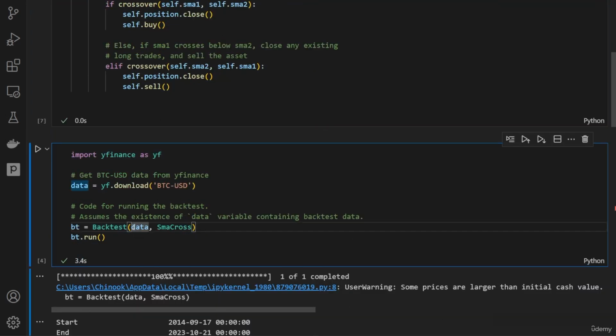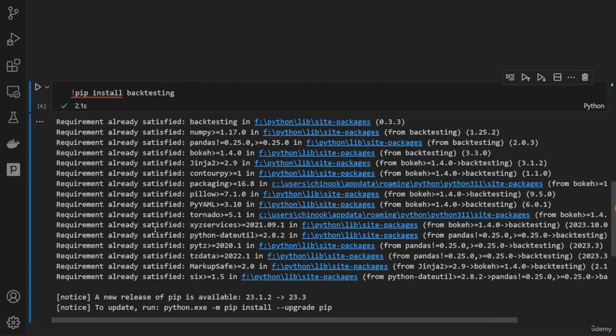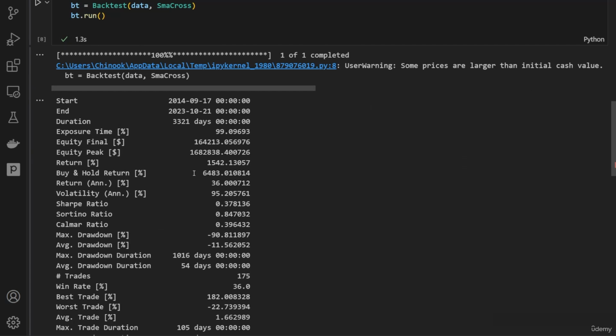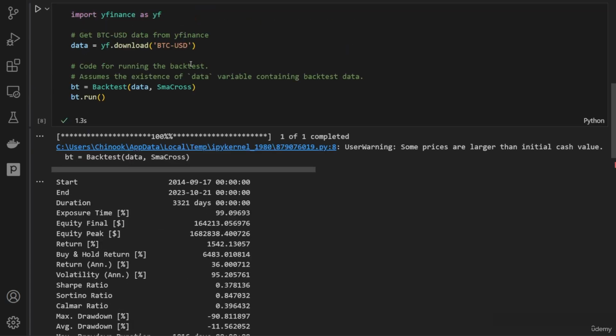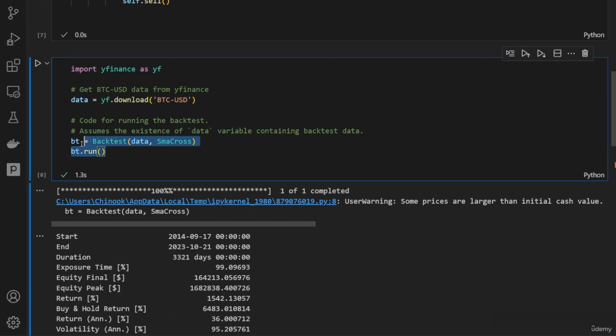So it requires at least the data, a data frame with the historical data for an asset, and then the strategy class. And then we can simply run it using the bt.run function. When I run this one, we can see that it's quite fast. It doesn't take too much time, including the downloading of the data. So we don't have to re-download the data every time. We can isolate these in another cell, which is better in my opinion.